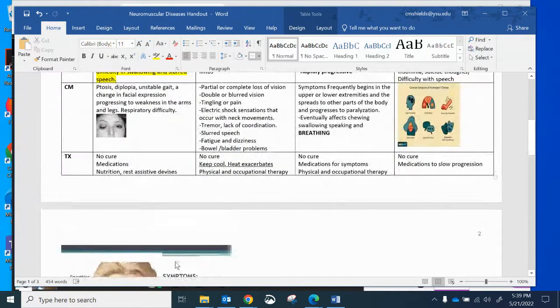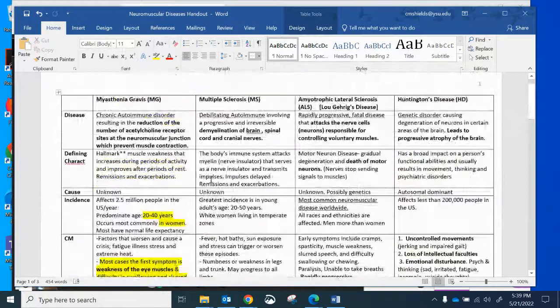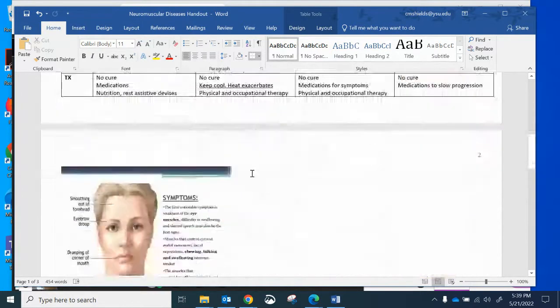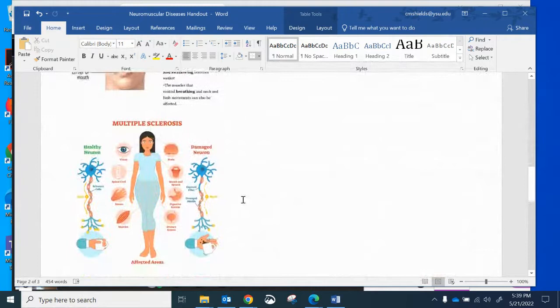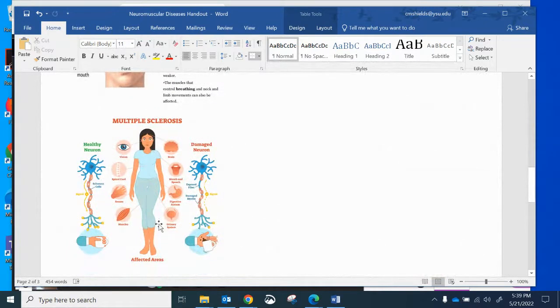It doesn't always progress. So the second one is multiple sclerosis, a debilitating autoimmune disorder involving a progressive and irreversible demyelinization of the brain, spinal cord, and cranial nerves. So let me go down to this picture right here. This is a girl with multiple sclerosis, with some symptoms, and this picture, if you remember, is the healthy neuron, and it has this myelin sheath.